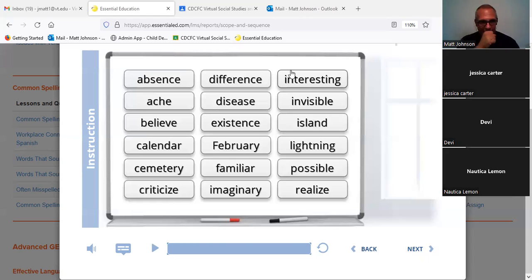But yeah, cemetery is a great one. Familiar. All of these are very easily confused. And most of that has to do with the way we pronounce them. So that's the first kind of indication. When we're thinking about spelling it, we think about how we pronounce it. Let's keep going here, see what we got next.